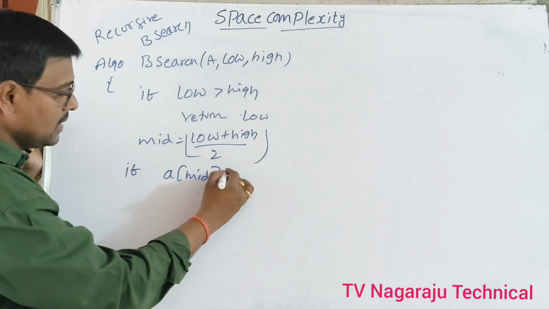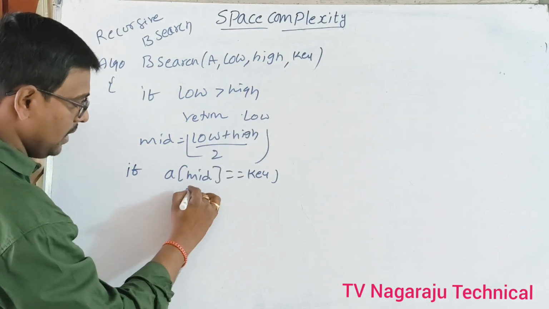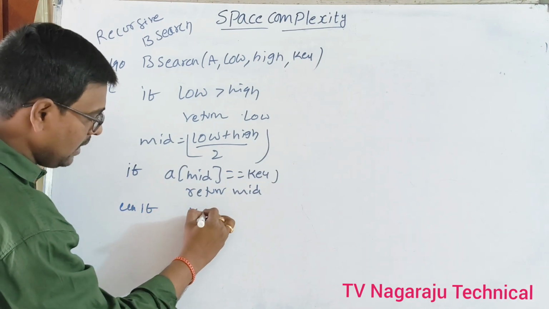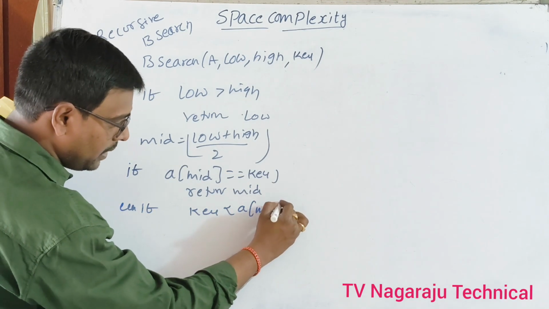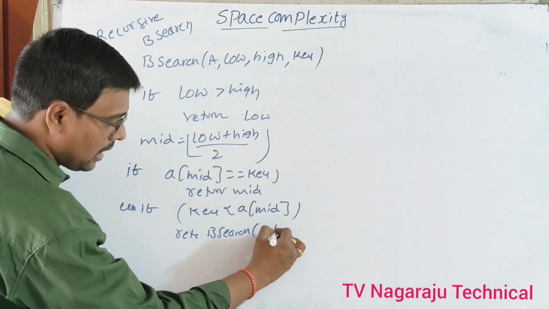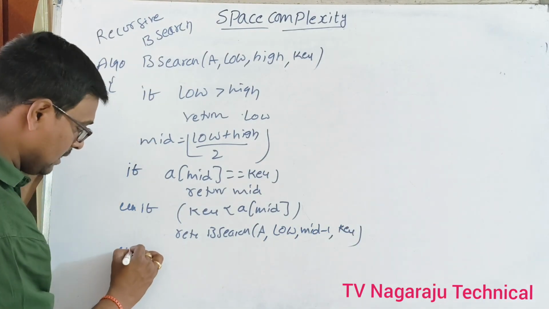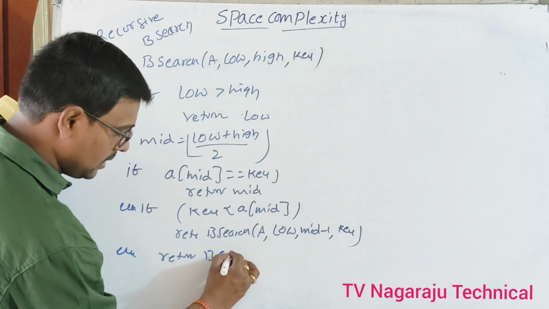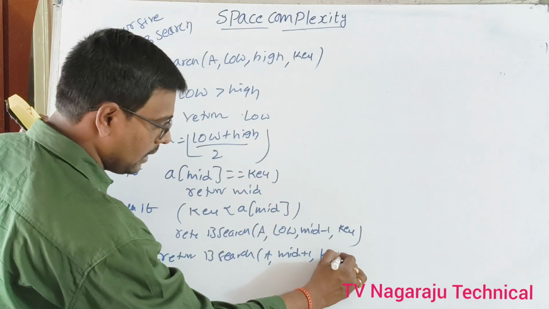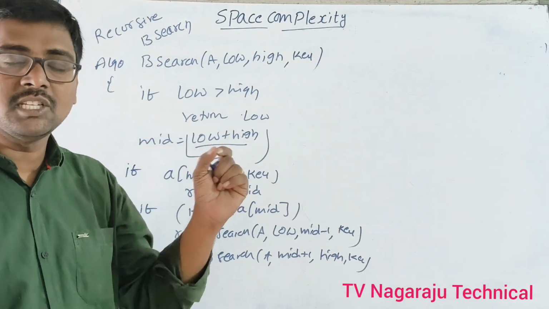If a of mid is equal to key, now we have one more parameter, key, return the position mid. If key is less than a of mid, return binary search of array, low, mid minus 1, key. Else, return binary search of a, mid plus 1, high, key. So this is the algorithm for binary search using recursion.